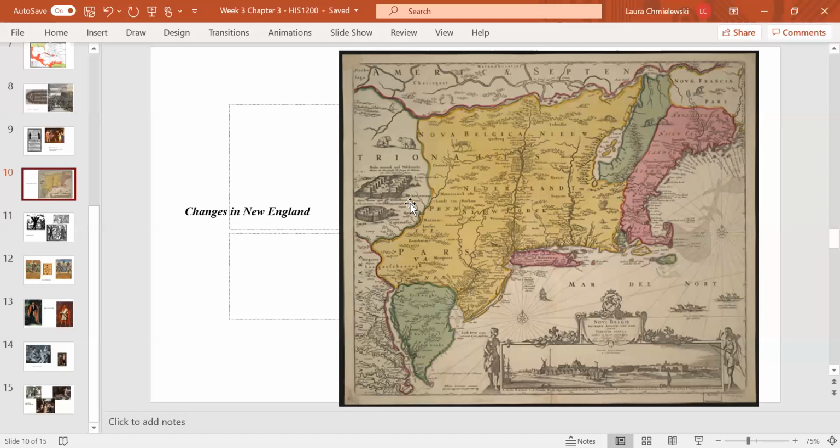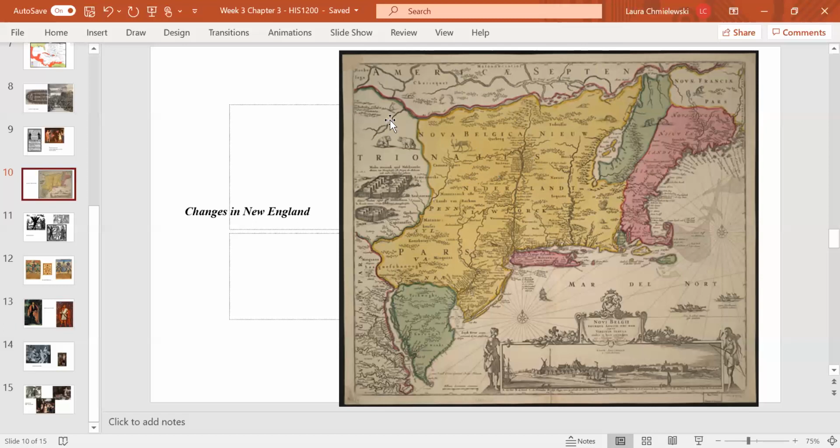First of all, the New English don't push up into French Canada and attack the French and their Native American allies. And remember, the French are really good at making Native American allies, which the New Englanders are not. But the French and their Native American allies do attack New England, and they will attack New England for over 80 years. But this is really the start of it.